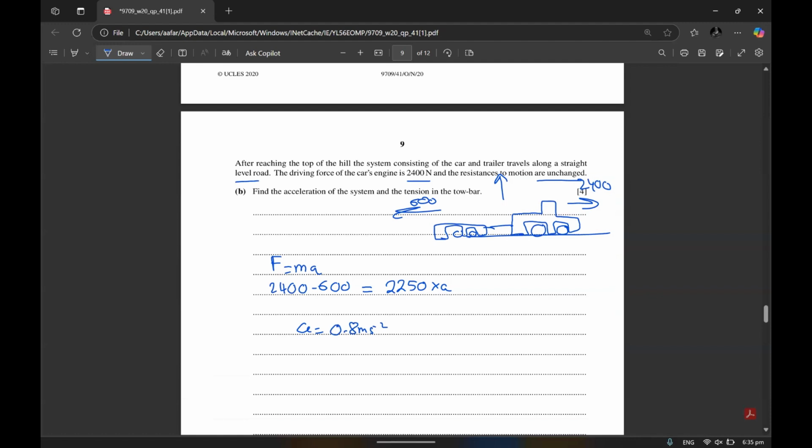Okay, so we found the acceleration. Now let's isolate this trailer. We know that there is a tension over here acting on the trailer. So T minus the resistive force on the trailer, which is 200, will be equal to 1050 into acceleration, which is 0.8. So T we get is 800.